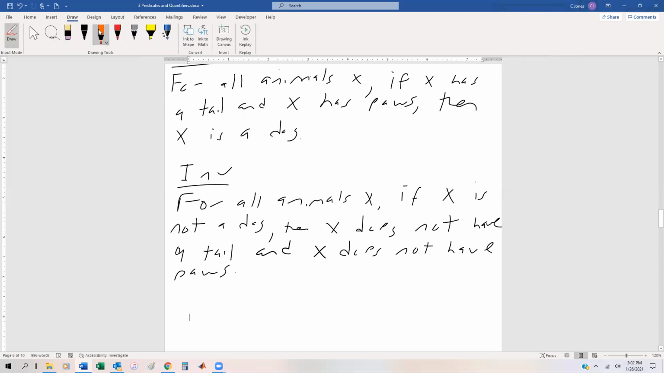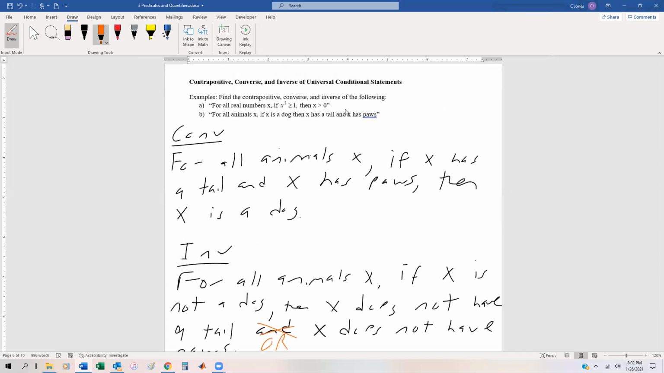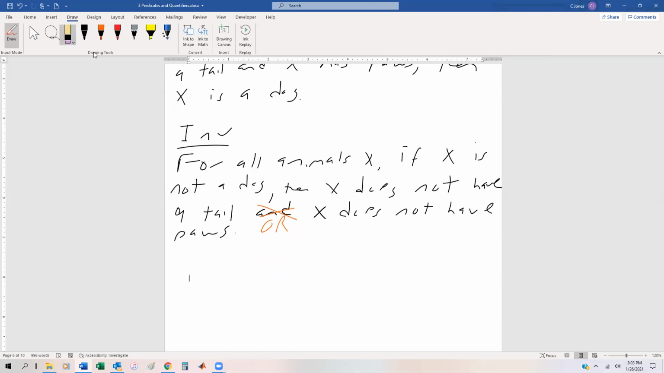You might recall that De Morgan's law says that if you take the negation of any statement that contains an and or an or, you have to flip it around. So instead of and, you have to flip that to or. We have an and here, so if we take the negation of this statement, not tail and paws, there will be not tail or not paws. So we have to be careful with that. Don't forget about that when you're doing your exam or your assignment.